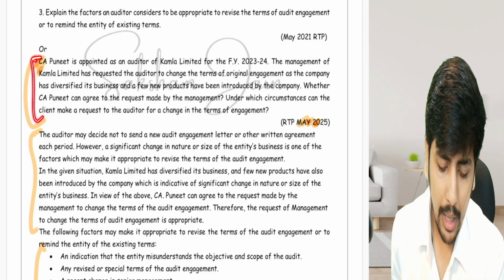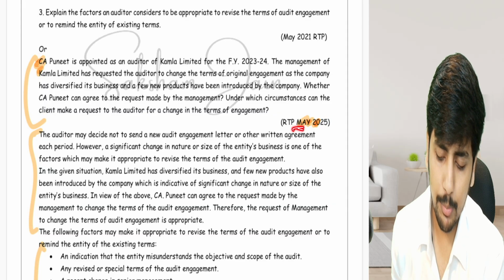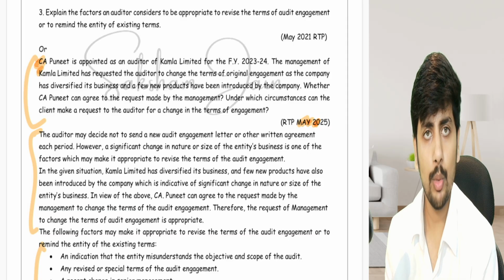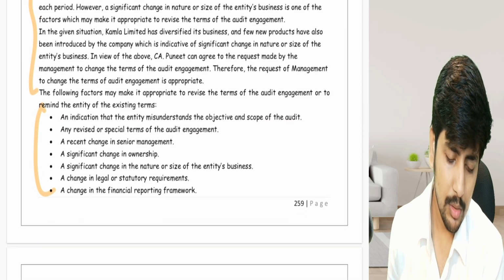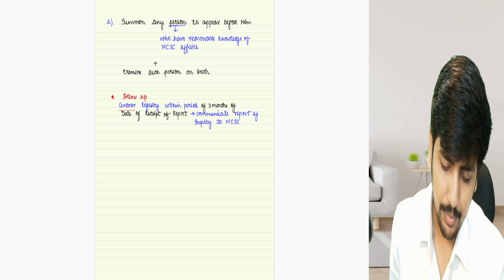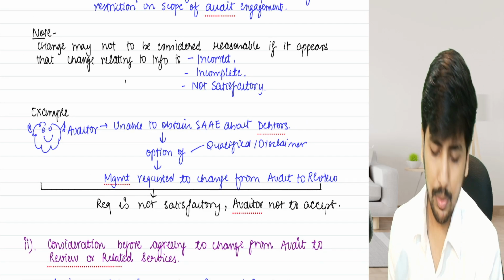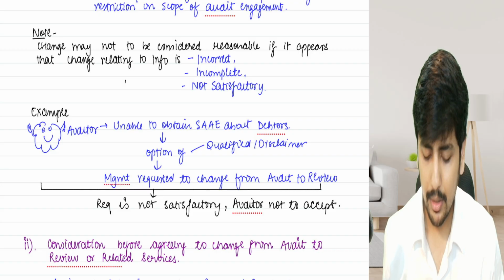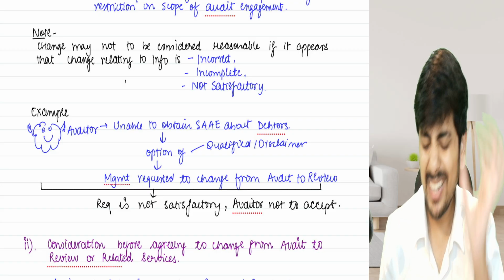This similar question was asked in RTP May 2025. Okay, got it? Done, sir. So this is your basic requirement. Now let's focus on some masala part.